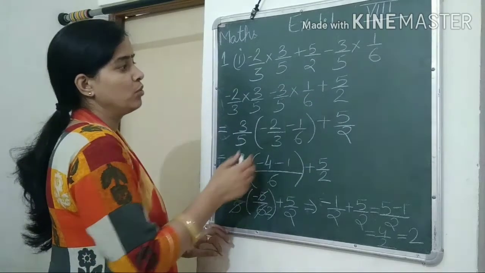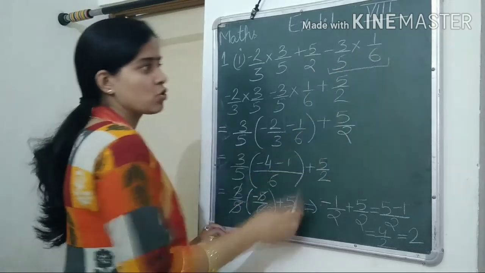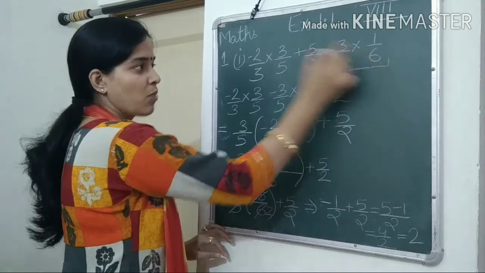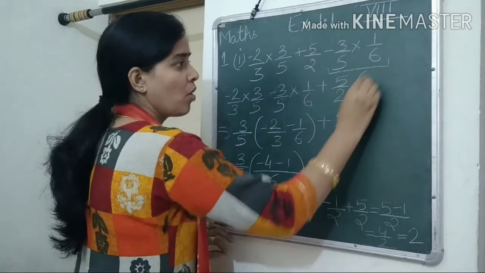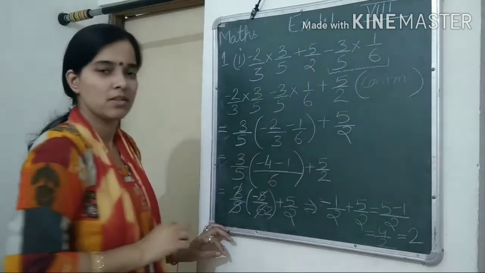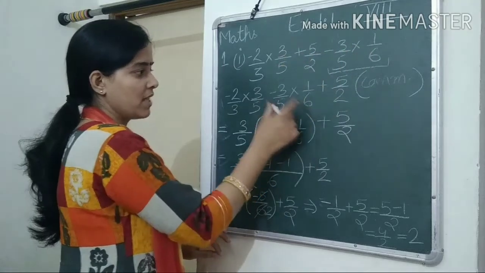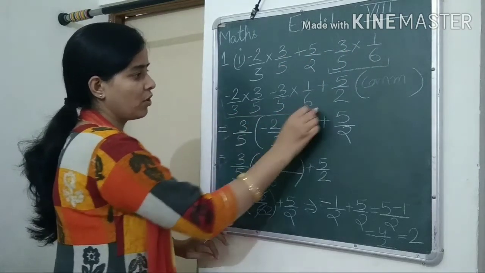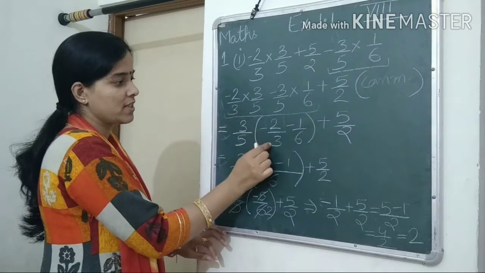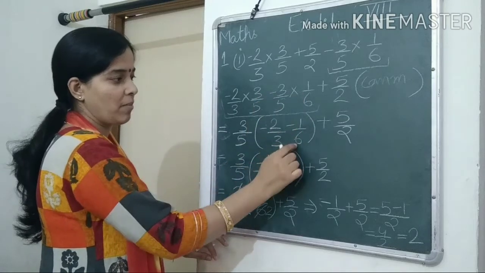First, what we will do, we will change the place of these two numbers here and 5 by 2 will go there. This property is known as commutativity that I told you. It is nothing but commutativity. So with the help of that we will shift the numbers here. Once you shift them, you will take out 3 by 5 as common. Then what is left inside is minus 2 by 3 minus 1 by 6.